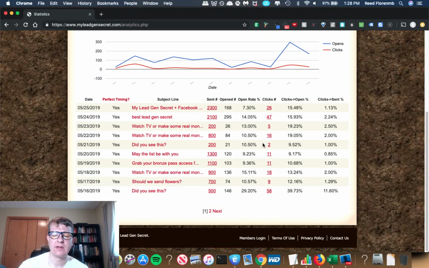I think a lot of people that have a quote-unquote negative experience with this so far are expecting it to be some sort of magic bullet, that they start using my lead gen secret, and then they're expecting that they're going to make hundreds or thousands of dollars a day from this. And I don't think that's really realistic.